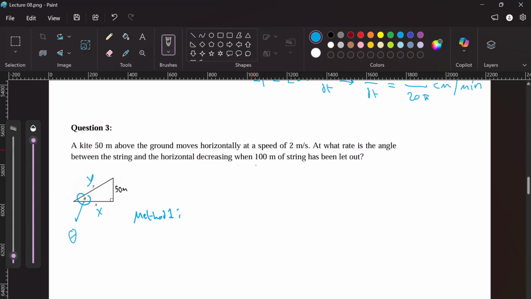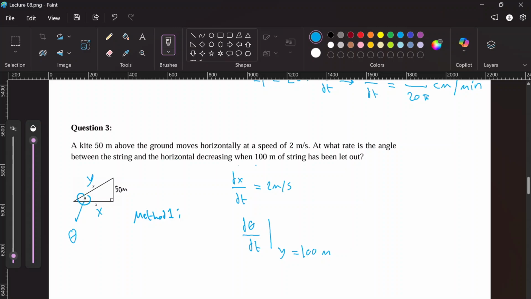So here let's write the given information. The kite moves horizontally at a speed of 2 meters per second. So we are given dx over dt equals 2 meters per second, right? Now, at what rate is the angle between the string and the horizontal decreasing when 100 meters of the string has been let out? So we want to find what? We want to find d theta over dt at y equals 100 meters, right?